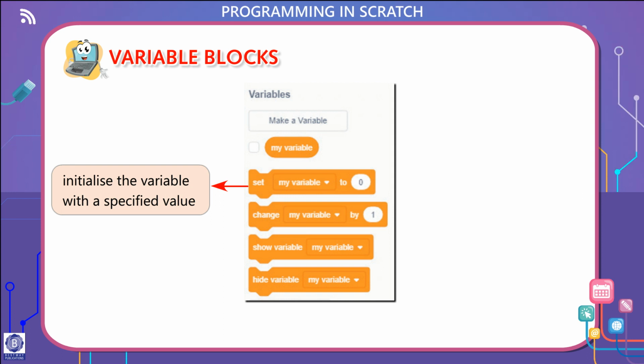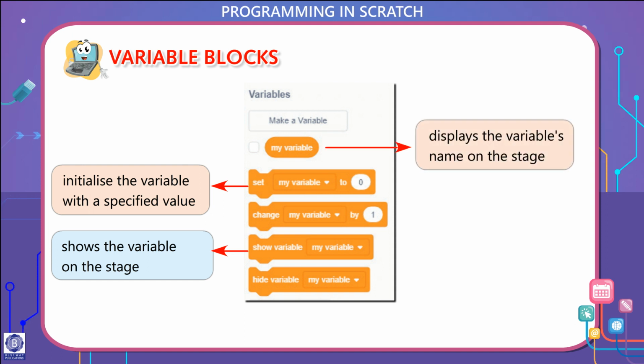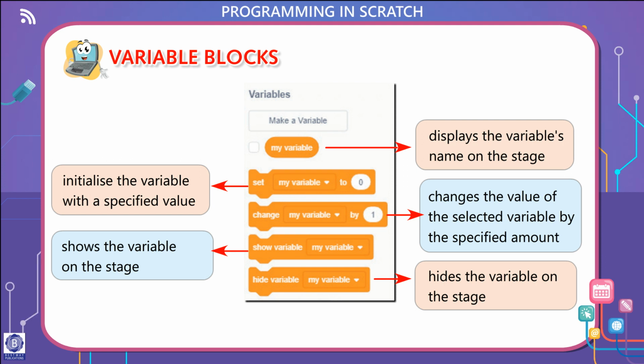Initializes the variable with a specified value. Shows the variable on the stage. Displays the variable's name on the stage. Changes the value of the selected variable by the specified amount. Hides the variable on the stage.